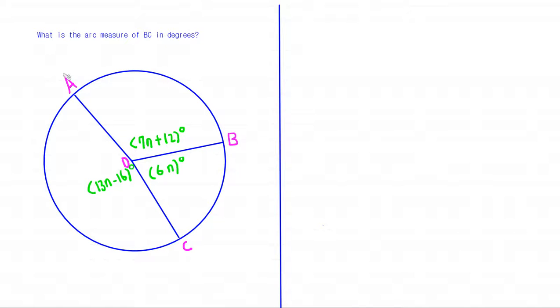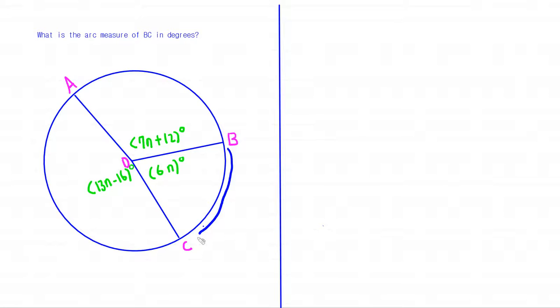So in this question, we're going to talk about finding the arc measure of these sectors, and this is the third example of it. The question asks us what is the arc measure of BC in degrees. They didn't mention three points, which would make it the major arc measure, and they only mentioned two points, so that means we are going to find the minor arc measure, which is right over here, BC.